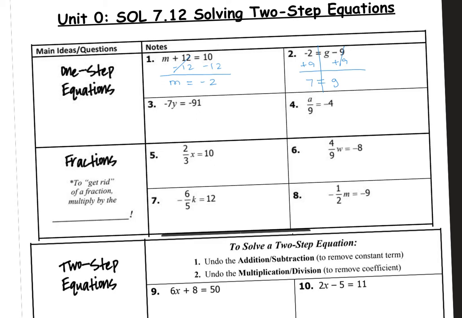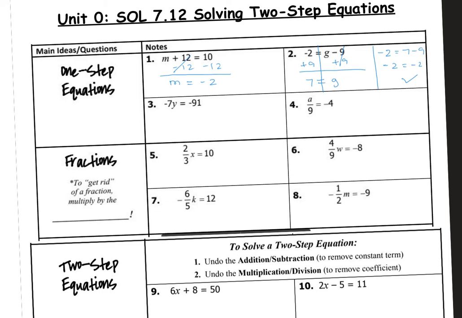All right. And also, I could easily check my work to make sure that g is actually equal to 7 by taking that 7 and plugging it in for g. So I have negative 2 is equal to 7 minus 9. Negative 2 is equal to negative 2. So 7 is going to be my solution. So that's how I'm going to check my work.